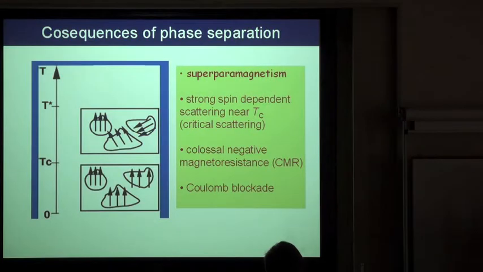And actually, we believe that the presence of these regions, beautifully visualized by this STM, is the source of strong spin-dependent scattering near TC. We believe now that critical scattering, and the colossal negative magnetoresistance associated with it, is associated with the fact that near TC we have this long-range possibility of scattering of holes, or electrons in other materials, by the presence of these nanoscale grains. And also, of course, very important, if you now measure transport, you have metallic grains, so you can have Coulomb blockade.